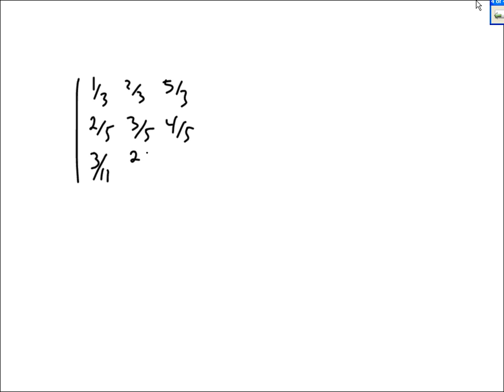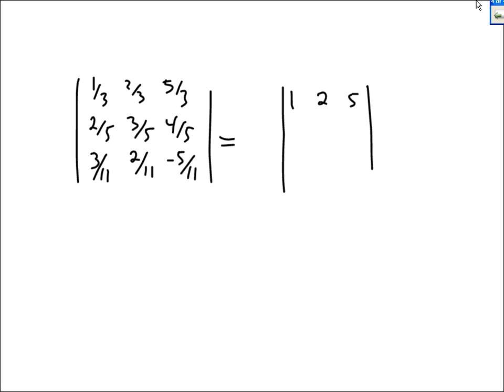I won't do this determinant to the very end, but I'll get rid of the fractions. Suppose you have 1/3, 2/3, 5/3, 2/5, 3/5, 4/5, 3/11, 2/11, negative 5/11. And you're asked to find this determinant. And you're like, you've got to be kidding me. You're going to find determinants with fractions? No, I don't. You can multiply the first row by 3. And you just get 1, 2, 5 for the first row.